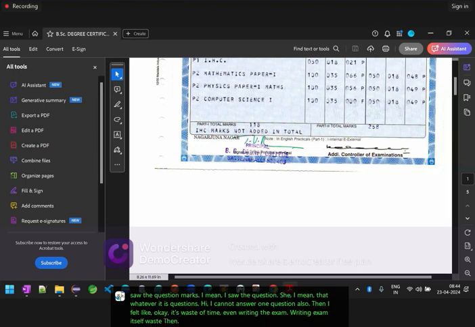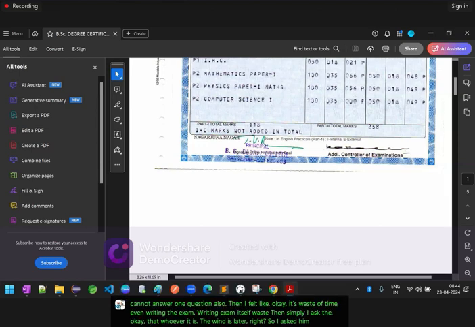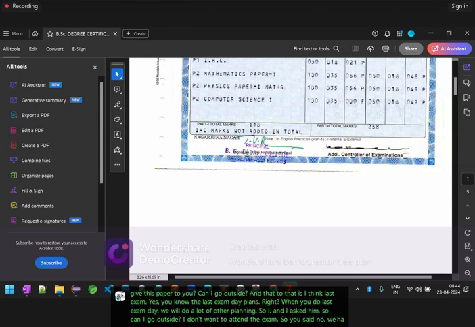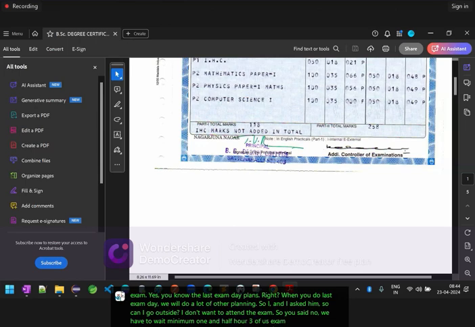Then simply I asked the invigilator, can I give this paper to you? Can I go outside? And that was, I think, the last exam. You know the last exam day plans, right? When it's the last exam day, we make a lot of other plans. So I asked him, can I go outside? I don't want to attend the exam. He said no, you have to wait a minimum of 1.5 hours, it's a 3 hour exam. It's a rule. Then for 1.5 hours I simply sat silently. I did not write anything.